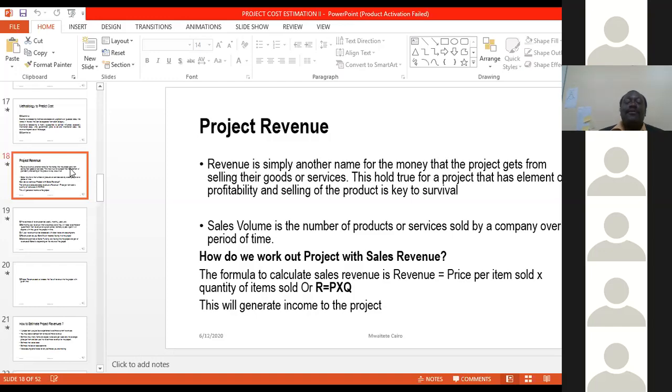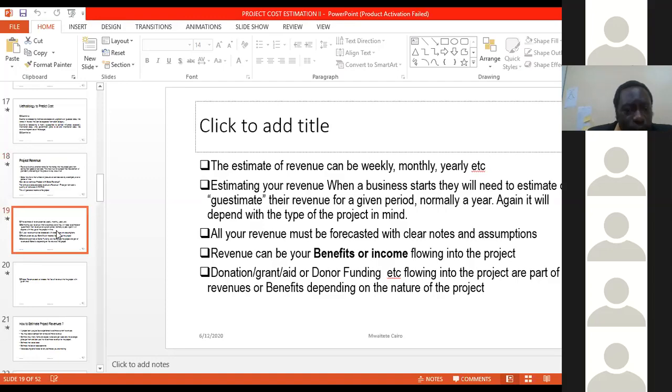A donor will not give you money at once. They will give you in installments. Now you need to predict the installments, maybe every 4 months, after you have given them a quarterly report or progress report. That is the time when you get the flow of revenue. So all this will depend on the type of project you are running.